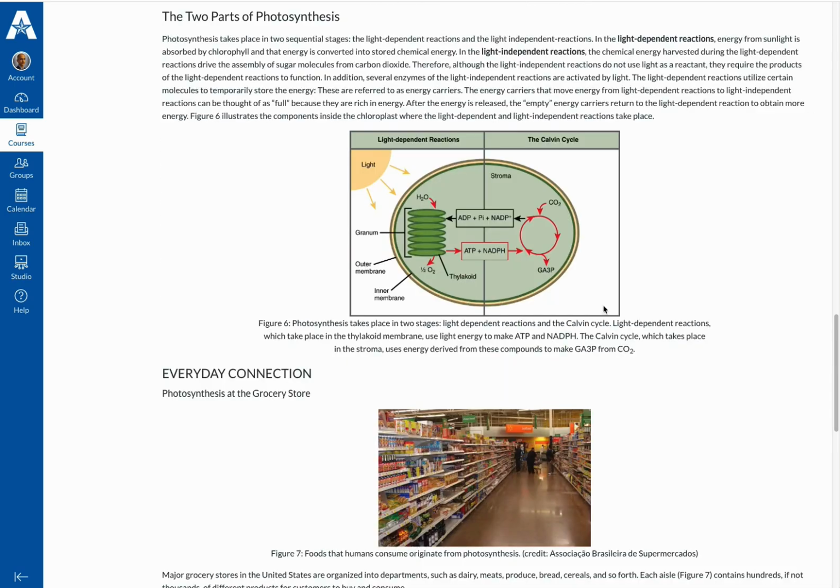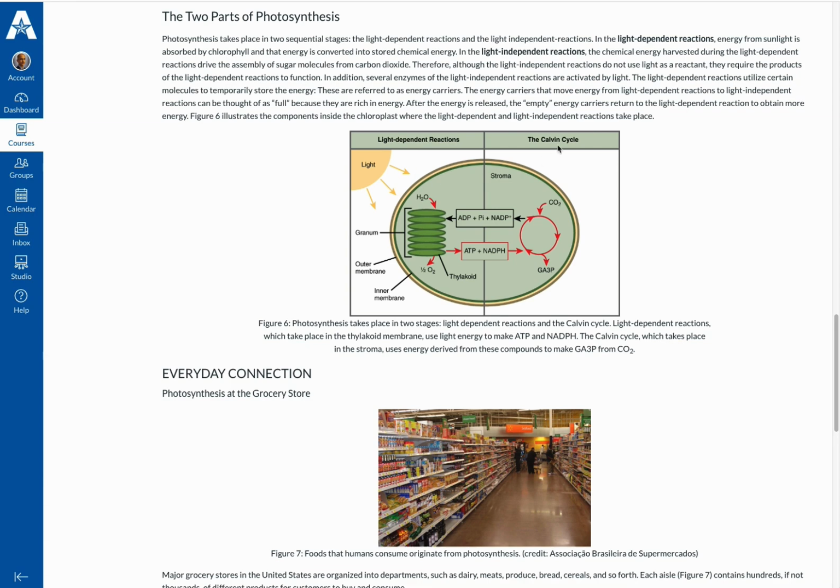So there are two different sets of reactions you need to be aware of for photosynthesis, the light-dependent ones and the Calvin cycle, or the dark cycle. Probably best to just call it the Calvin cycle. In the light-dependent reactions, we use water and CO2. I'm sorry, just water. We just use water in the light reactions. And we use sunlight, and we generate ATP and NADPH.